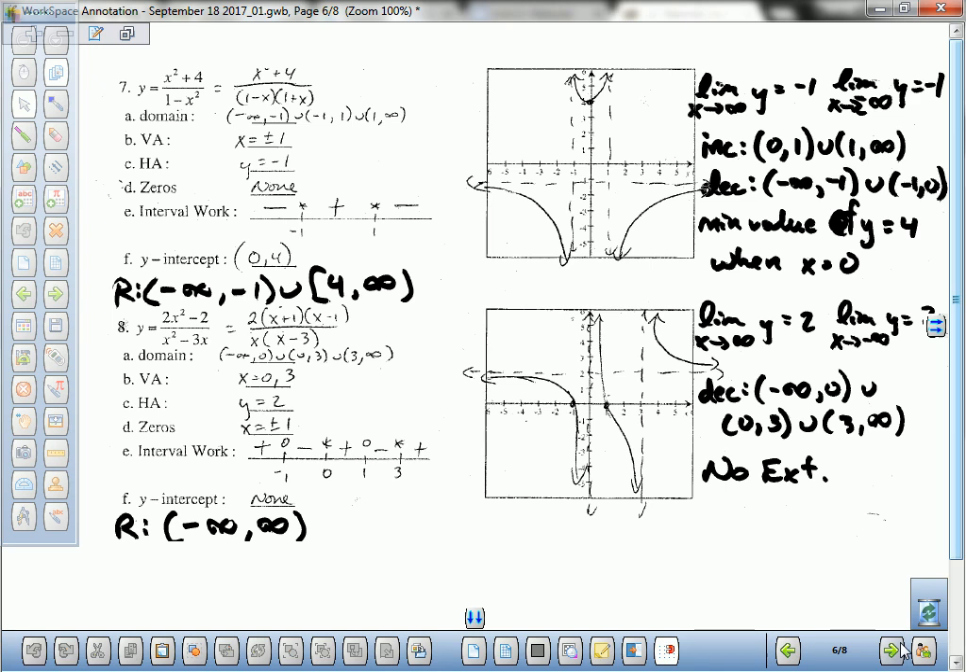Okay. And take a look at 7 and at 8. Wow, I actually did surprisingly good on this.